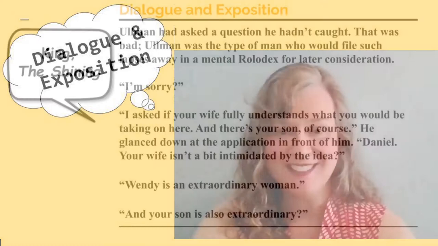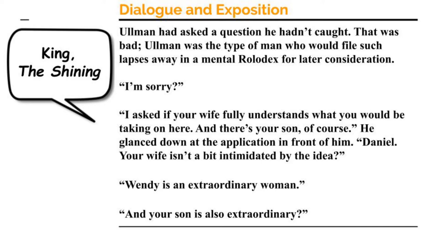Dialogue and exposition, as seen in the selection from Stephen King's The Shining. Ullman had asked a question he hadn't caught. That was bad. Ullman was the type of man who would file such lapses away in a mental Rolodex for later consideration. "I'm sorry?" "I asked if your wife fully understands what she'd be taking on here. And there's your son, of course." He glanced down at the application in front of him. "Daniel, your wife isn't a bit intimidated by the idea?" "Wendy is an extraordinary woman." "And your son is also extraordinary?"